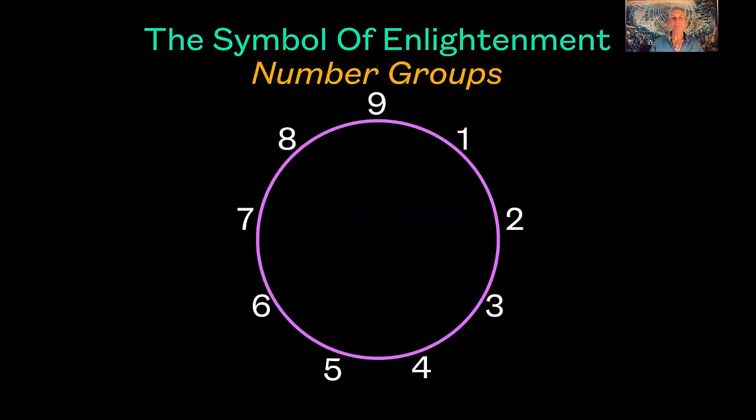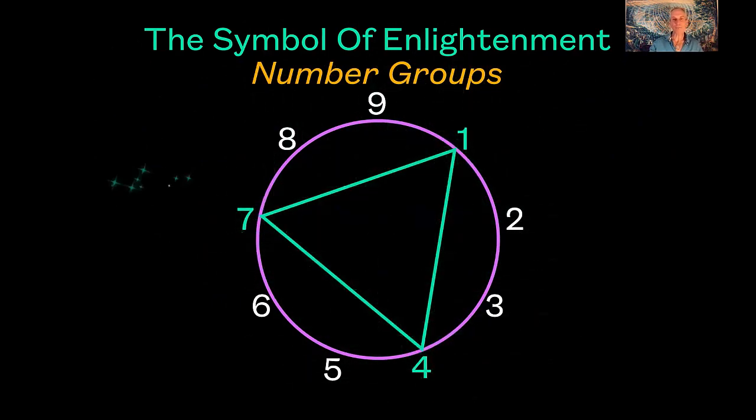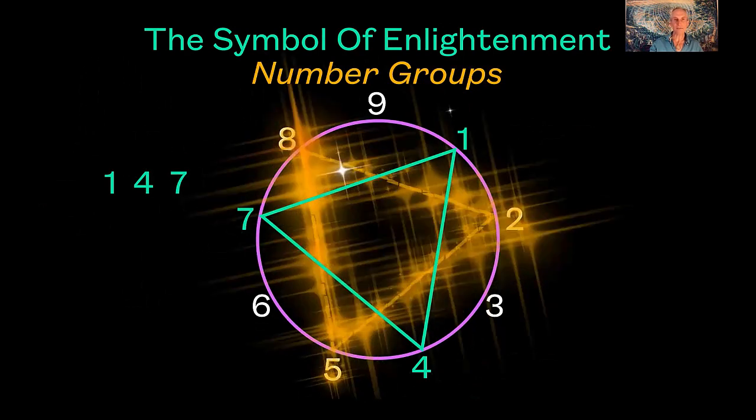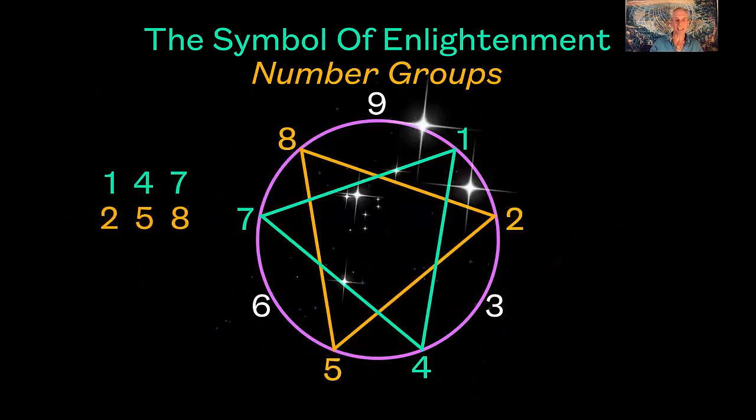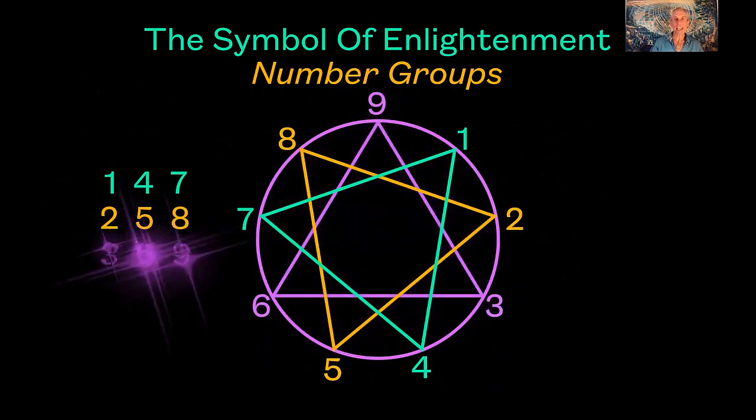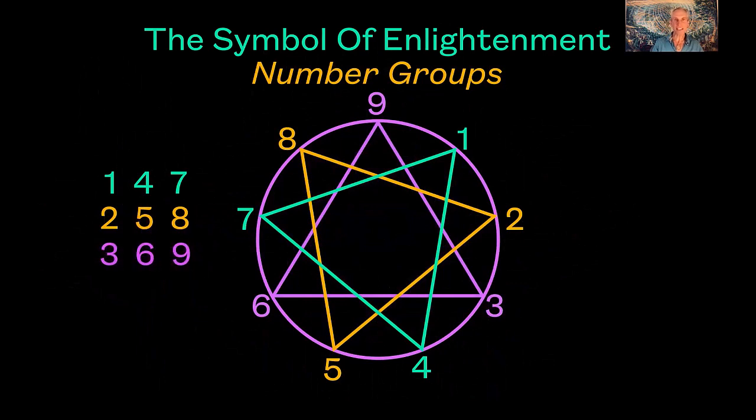So I'm going to remind you of the number groups that are in the symbol of enlightenment. We have the 1, 4, and 7. We have the 2, 5, and the 8. And we also have the 3, 6, and the 9. These are the 3 number groups within the symbol of enlightenment. I just want to remind you of these.